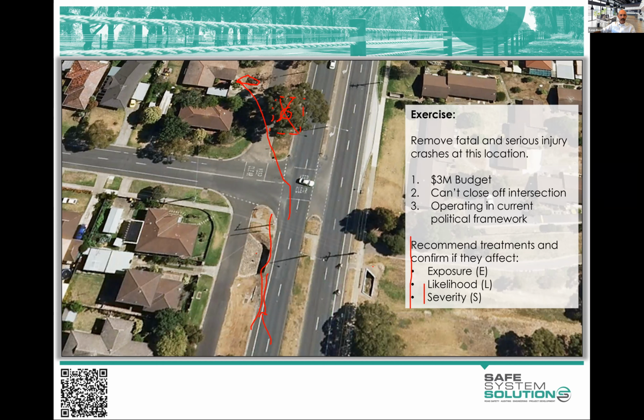Again, it's a bit like that tree one. This is where we need to do a bit of refined thinking around exposure, likelihood, and severity. If we were to close off this turn, say, okay, you can only turn left out and left in. You want to go right, you go up there and you do a U-turn somewhere. So that actually would reduce the likelihood of crashes in our safe system assessment. The reason why we say likelihood is there's less conflict points, right? But there's still the ability to have intersection crashes within this intersection.